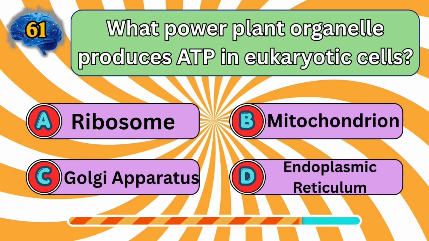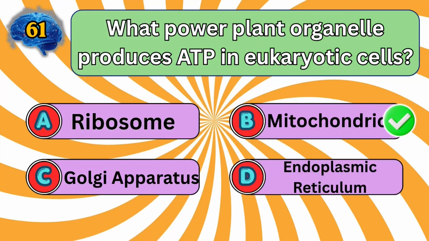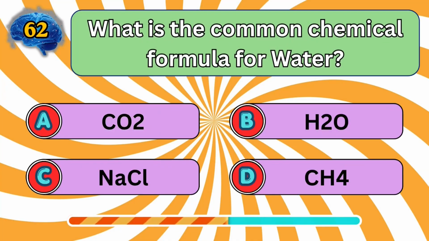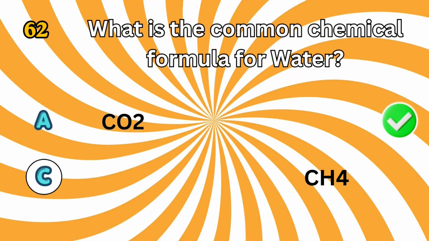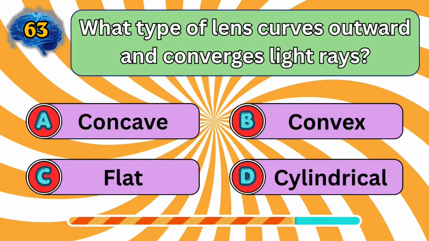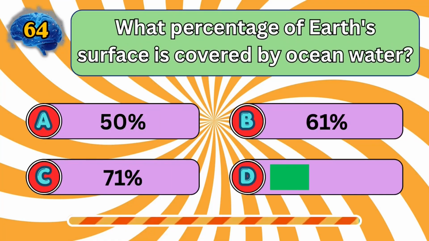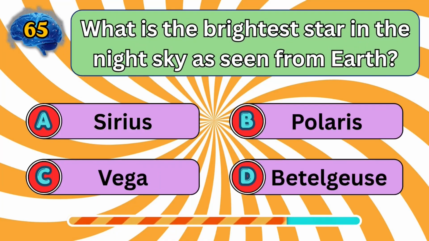What power plant organelle produces ATP in eukaryotic cells? Mitochondria. What is the common chemical formula for water? H2O. What percentage of Earth's surface is covered by water? 71%. What is the brightest star in the night sky as seen from Earth?